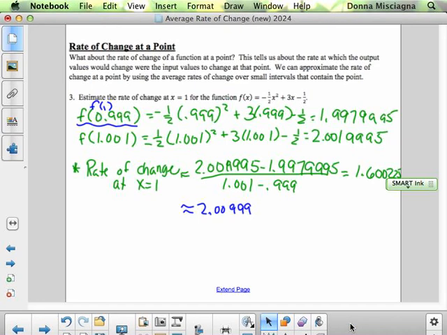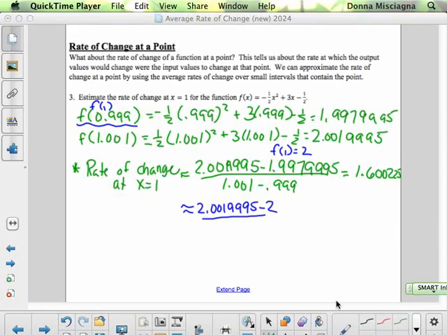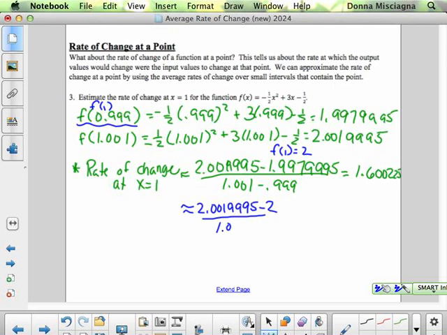All right, so 2.0019995 minus, if I plug in f of 2 or f of 1, f of 1 was 2. So if I used 2, I'd be even closer. And then this would be 1.001 minus 1. So somebody plug this into a calculator. 0.00199. Actually, I don't think I need you to.